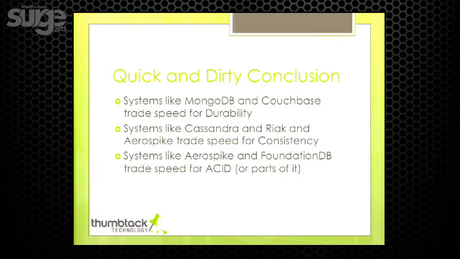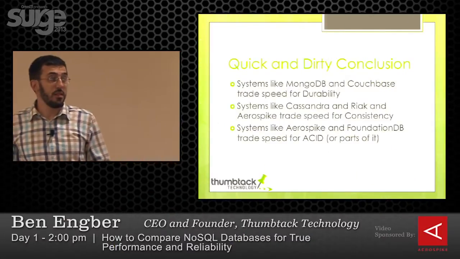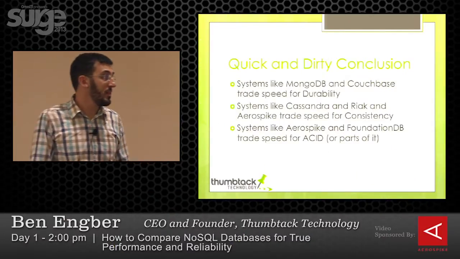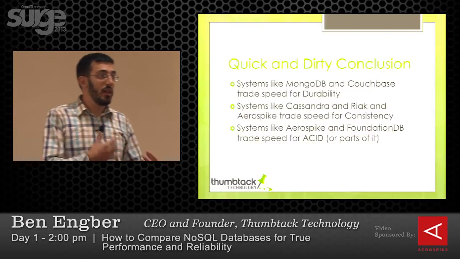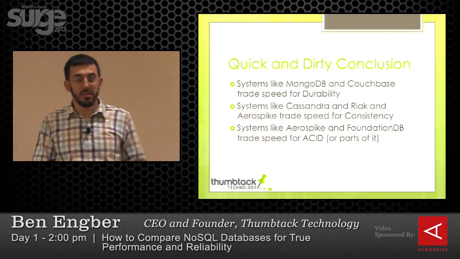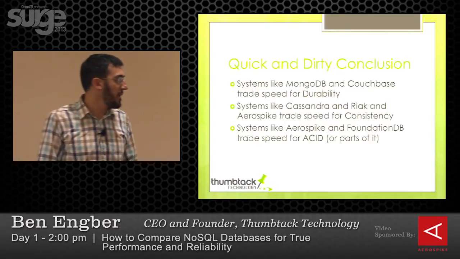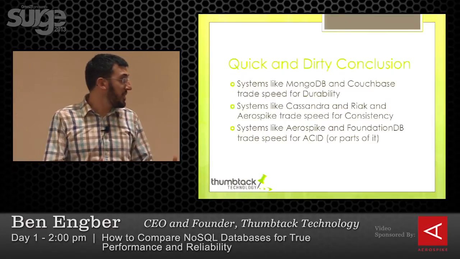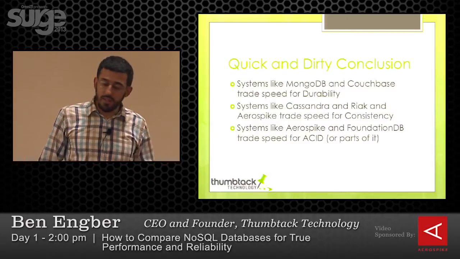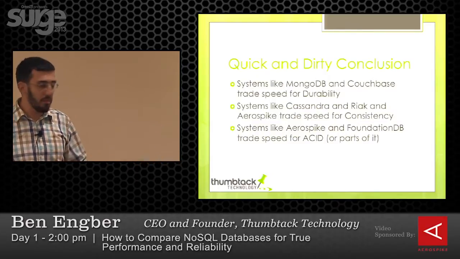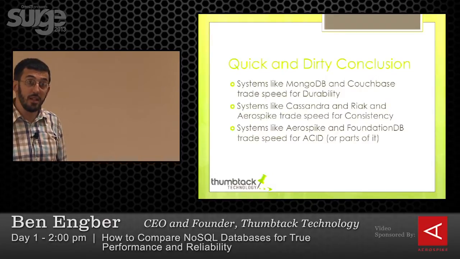So just as a quick overview of where we are, there are systems like MongoDB and Couchbase. They're always consistent, but they're trading speed for durability. Systems like Cassandra and Riak are trading speed for this eventual versus immediate consistency thing that we all know about from CAP. And then Aerospike and FoundationDB are doing the same kind of thing, but they also add this level of transaction isolation to provide some level of ACID semantics in here.